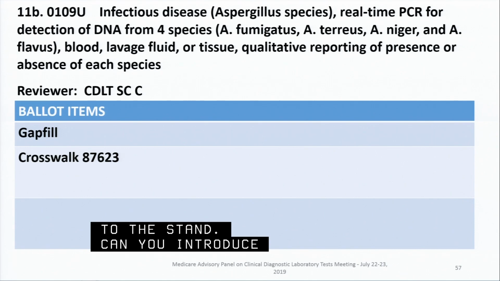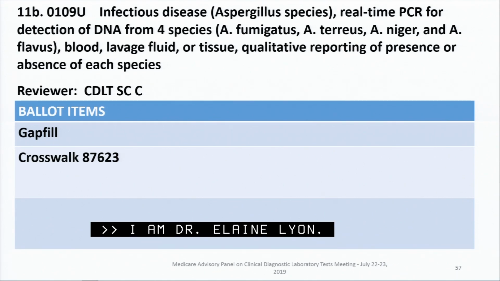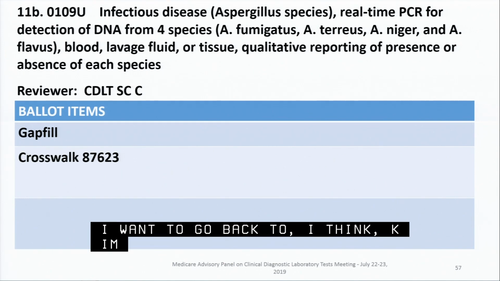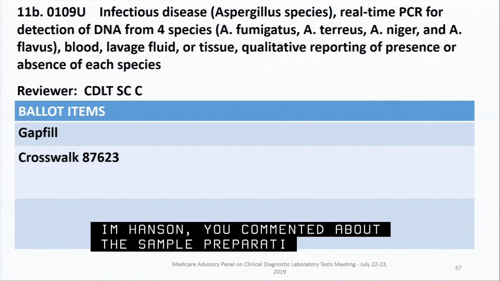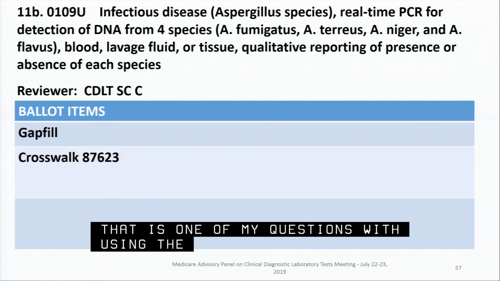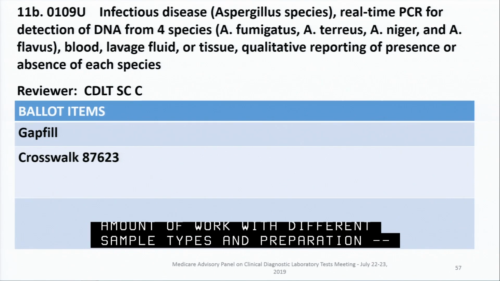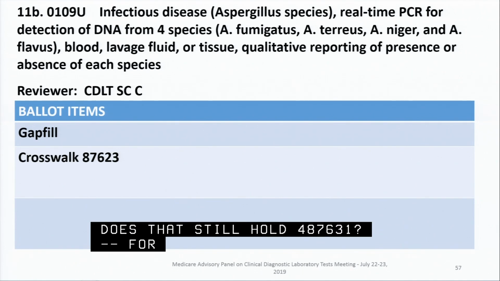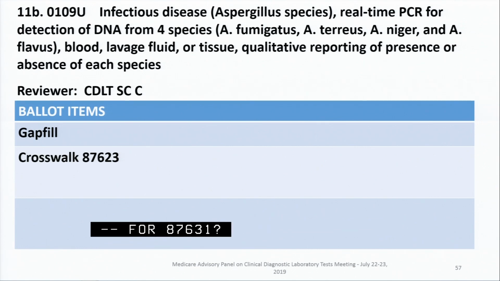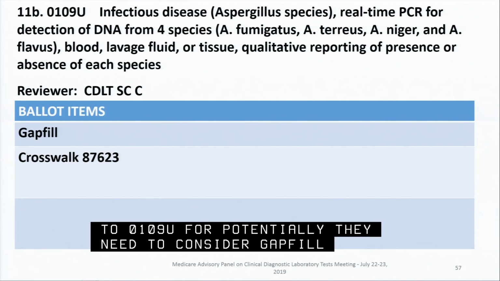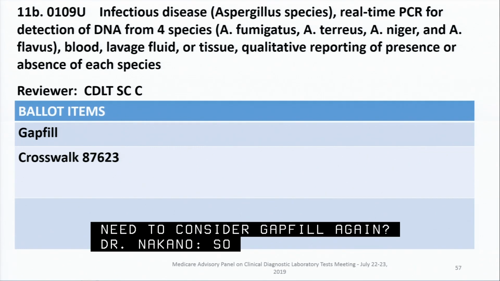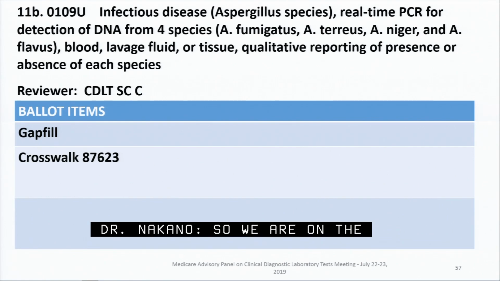Thanks. I want to go back to, I think, Kim Hansen, you commented about the sample preparation. That was one of my questions with using the crosswalk to the 87623: the amount of work with the different sample types and sample preparations. Does that concern still hold for the 87631, to consider the different amount of work with that for 0109U, for potentially the need to consider gap fill again? So let me just make sure. Okay, so we are on the verge of voting on this, right? So you are questioning if we should discuss fuller rationale for gap fill? Is that where you're going with that, Dr. Lyon?